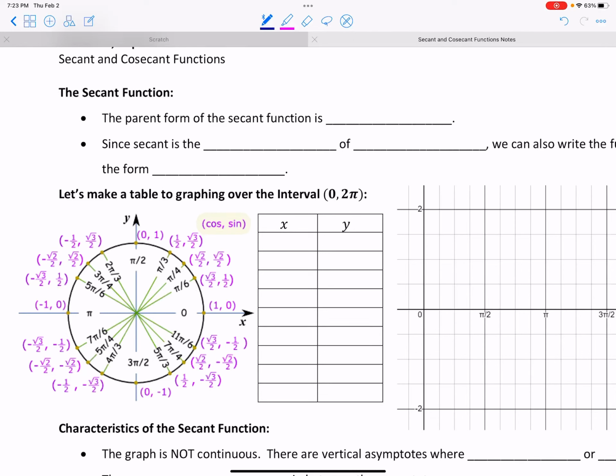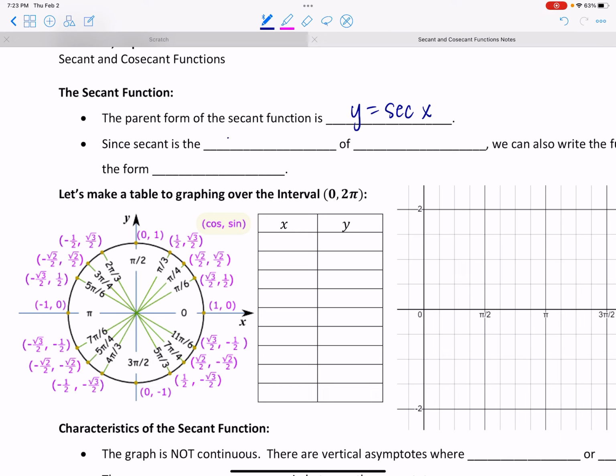We're going to get right into it here, starting with our parent form of the secant function, which is y equals the secant of x. Now before we graph it, which we're going to do by making a table because it's a standard way to graph any function, especially when we don't know where it's coming from, we got to remember where secant comes from.